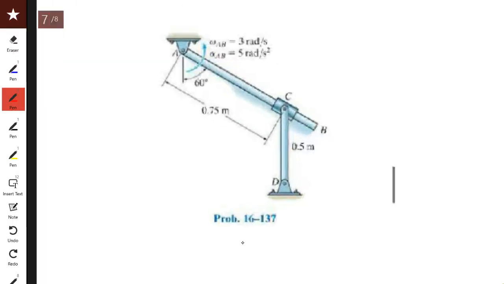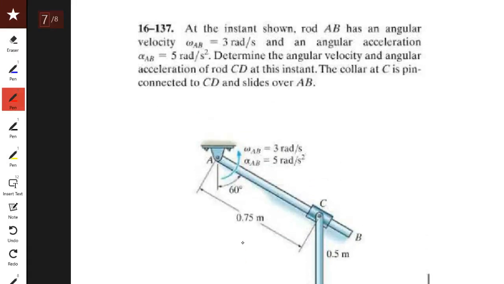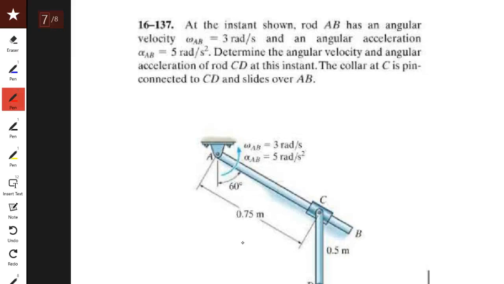Okay, this was the second problem that I was asked in class to do. So I'll read it off. At this instant shown, rod AB has an angular velocity of 3 and an angular acceleration of 5. Determine the angular velocity and angular acceleration of CD at this instant.